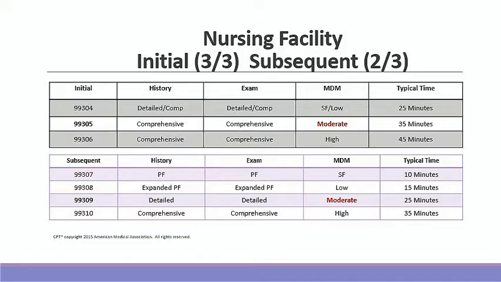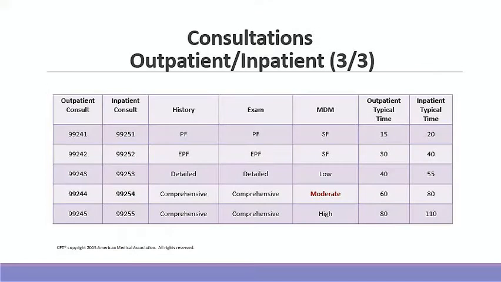99309. If a consult was being performed, moderate medical decision-making would support the fourth level in either the outpatient or inpatient setting. The code supported by moderate medical decision-making in the outpatient setting would be 99244, and in the inpatient setting, it would be 99254.